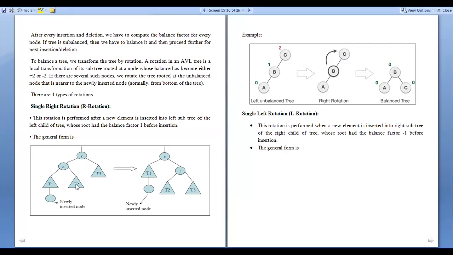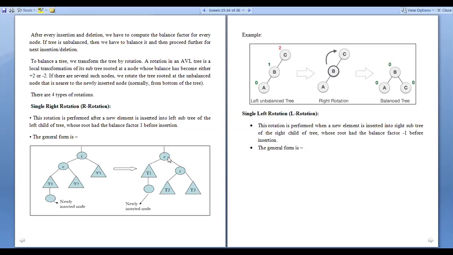Any difference you are getting? Or shall we see with one example? See, yesterday we have seen the same thing. See here, left, left. I am doing the right rotation. You just ignore this for now. I am doing right rotation.